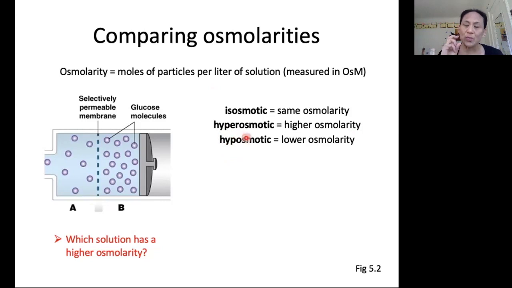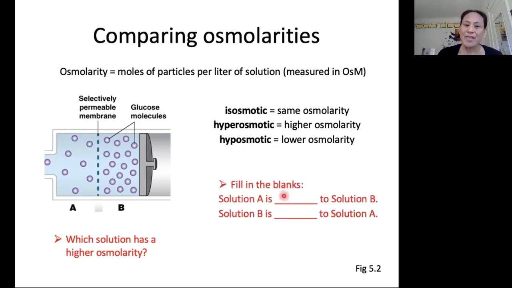And again, I just want to emphasize that these are relative terms. You would only use them to compare solutions to each other. You can't describe a solution as being hyperosmotic. It's a comparative term. It has to be described as hyperosmotic to some other reference solution, okay?